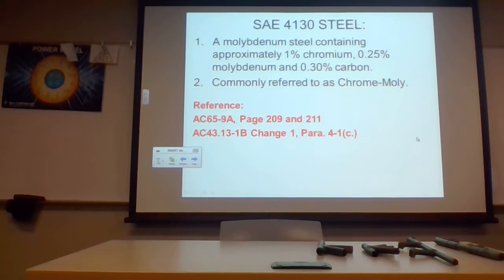Additionally, that steel, when it's used in aircraft, is usually in a condition that's called normalized. What that means is that it's been stress relieved. So the steel that you usually get is usually acquired in the normalized condition, which means stress relieved. There's some information for you in the old 9A book, the old general book, and also some information in the 43.13 about this particular type of steel.